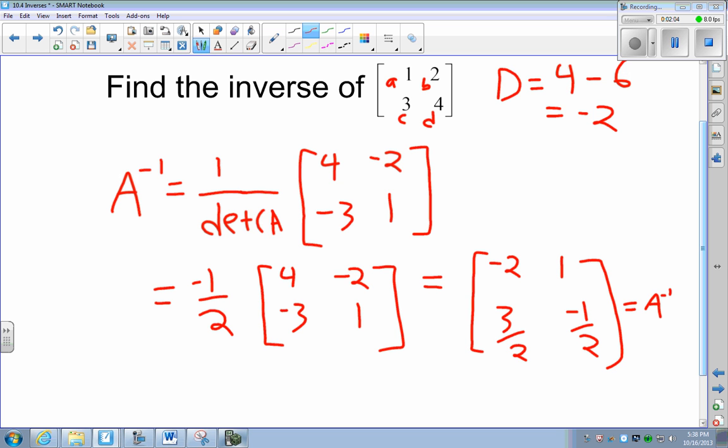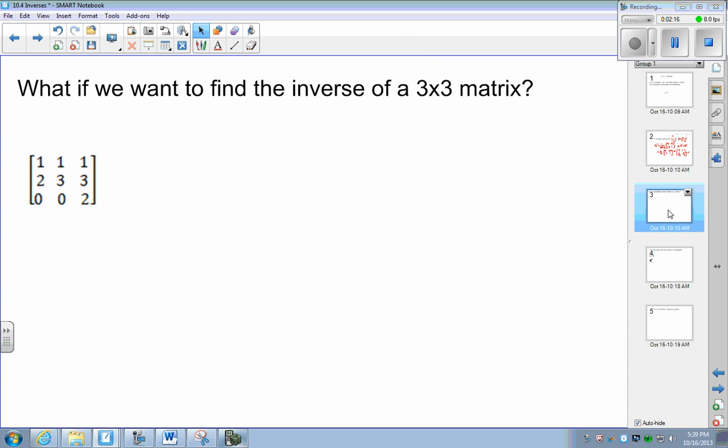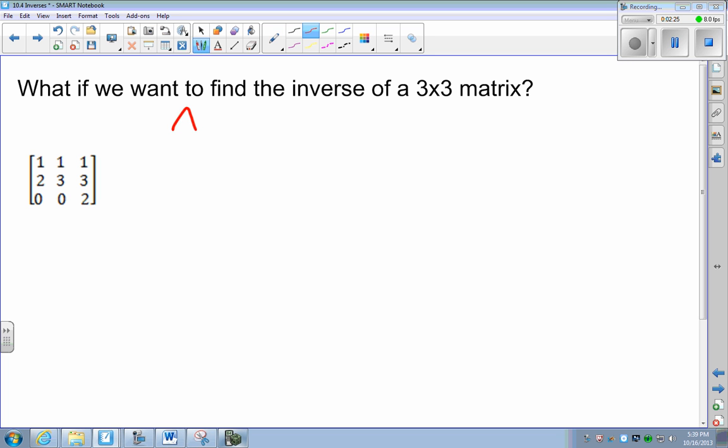Now, if we were to take A, our original matrix, times our inverse right here, we should get the identity, or a matrix with ones on the diagonal and zeros elsewhere. Okay, but now let's talk about this 3x3 matrix. How can we find the inverse of this? In that last slide, I was talking about A times A inverse being equal to the identity. Well, let's use this identity to help us solve for A inverse.